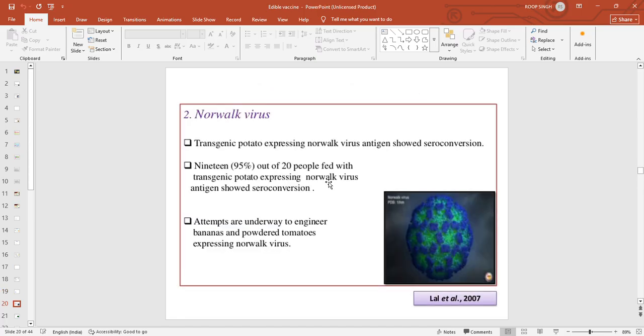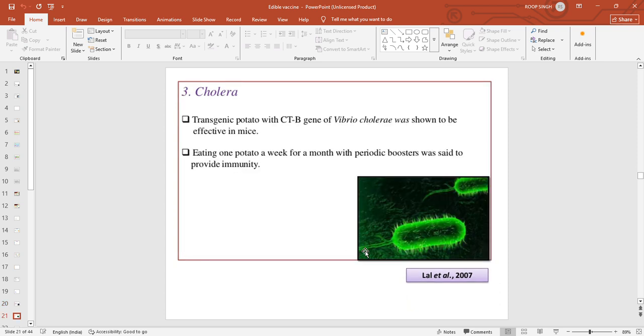Norwalk virus: transgenic potato expressing Norwalk virus antigen showed seroconversion. 19 out of 20 people fed with the transgenic potato expressing Norwalk virus antigen showed seroconversion. So the antibody response was quite good. Attempts are underway to engineer bananas and powdered tomatoes expressing Norwalk virus. So this is going on.